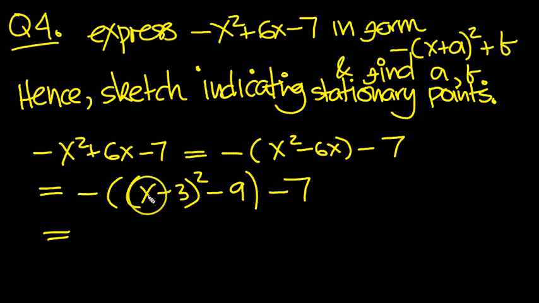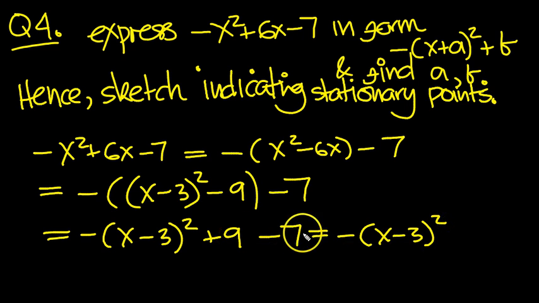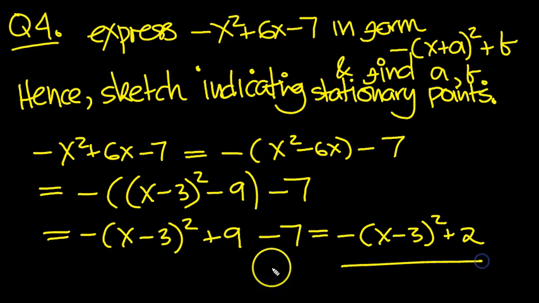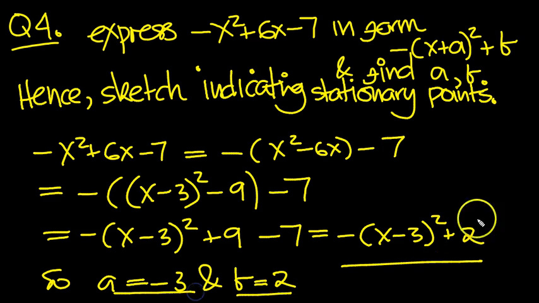So run the minus through this bracket here then. So we've got minus this first object, which is in a bracket, squared, and then it'll be minus times a minus, which is a plus 9, and at the end we've also got a minus 7, so that's equal to minus bracket x minus 3 squared. 9 take 7 is 2. There we go. So a equals, the minus is okay there, a is minus 3 then, and b equals, and what have we got for b? b is plus 2. So that's that part done.